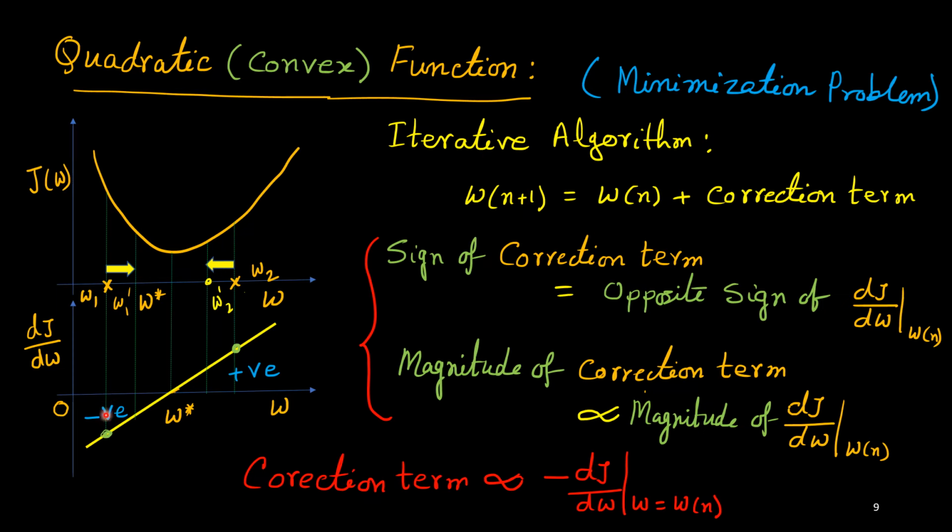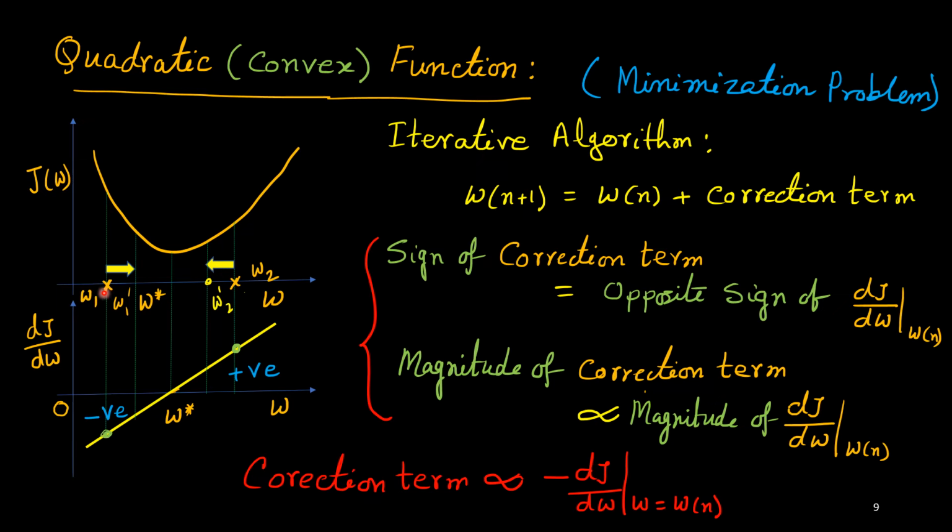So whenever the gradient value is negative, we should add positive component correction terms, and when gradient or slope is positive, then we should reduce something. That means we should subtract some value from this current position, then only we can move towards w star. So combining these two, we can say that sign of the correction term is the opposite of sign of this derivative. And again, the magnitude of this correction term we can make proportional to the magnitude of the derivative, because if the derivative value is large, that implies that the point is far away from the optimal point.